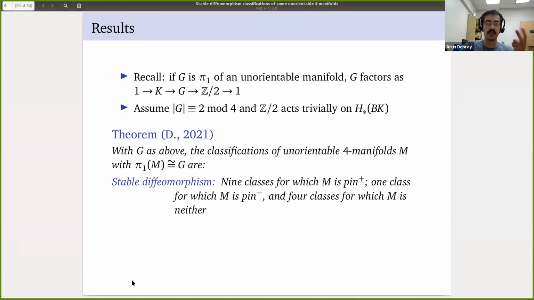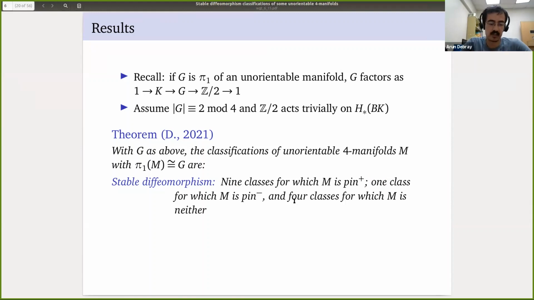And so there are two versions of this that are unorientable. One is called pin plus, one is called pin minus. And so the classification falls into three different parts. You could say, okay, let's look at the cases where it's pin plus, let's look at the cases where it's pin minus, and let's look at the cases where it admits neither structure. And what you end up learning is that there are 9 classes where it's pin plus, 1 where it's pin minus, and 4 which are neither.